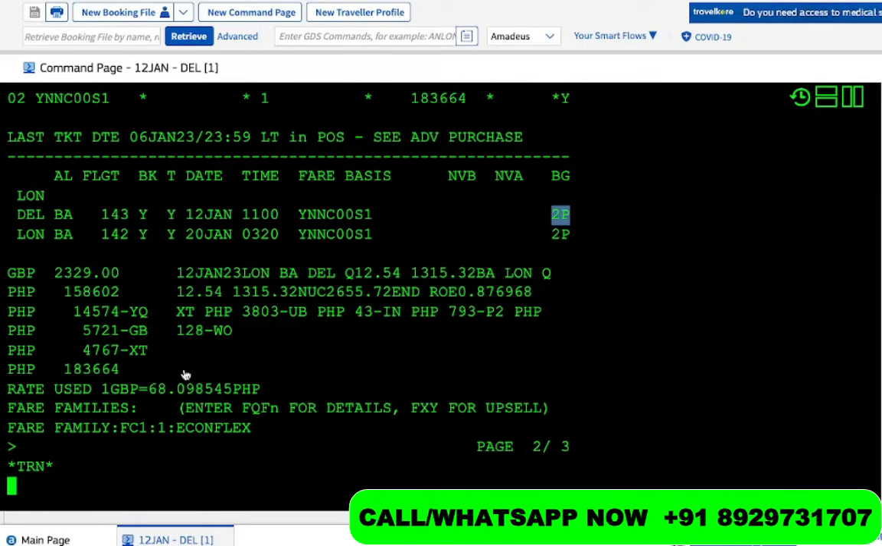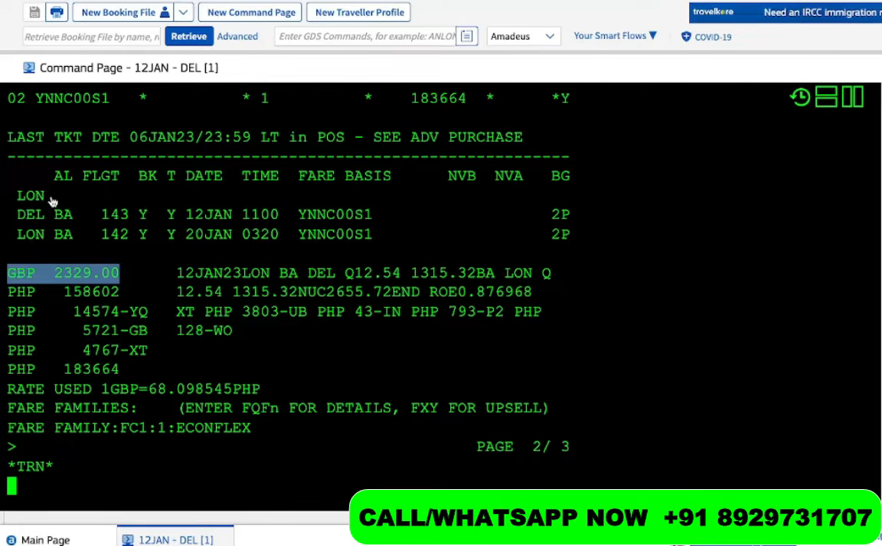Now this is the total price. If you are a travel agent, you will see, sir, you have two pieces of luggage allowed to carry with you. 183,664 is the price that a travel agent gets, and you can always add some markup to it and sell it to your customers. There is a base fare which is in pounds. It is in pounds because it is the starting point of the outbound flight.